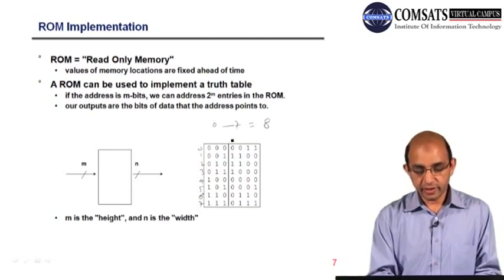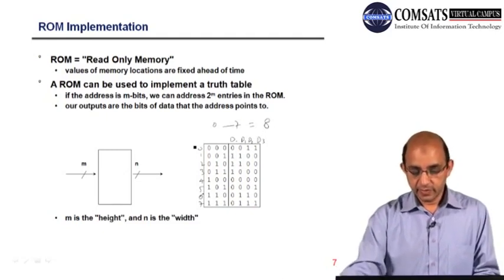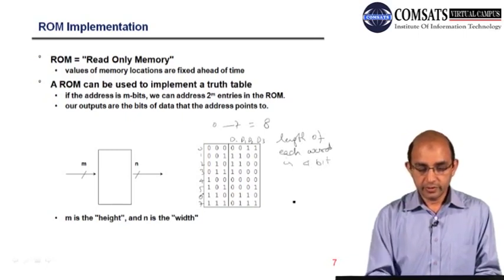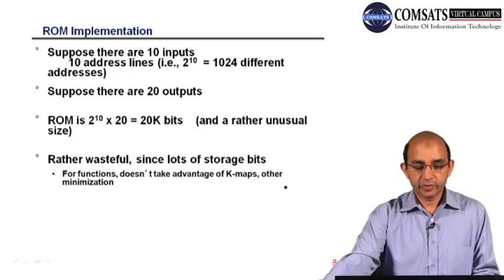And this is the actual data. If I call it D0, D1, D2, and D3, these are the data lines. As we have 4 bits, the length of each word is 4 bits. So if I have to calculate the size, it is 2 raised power 3 times 4. This is the size of this ROM.